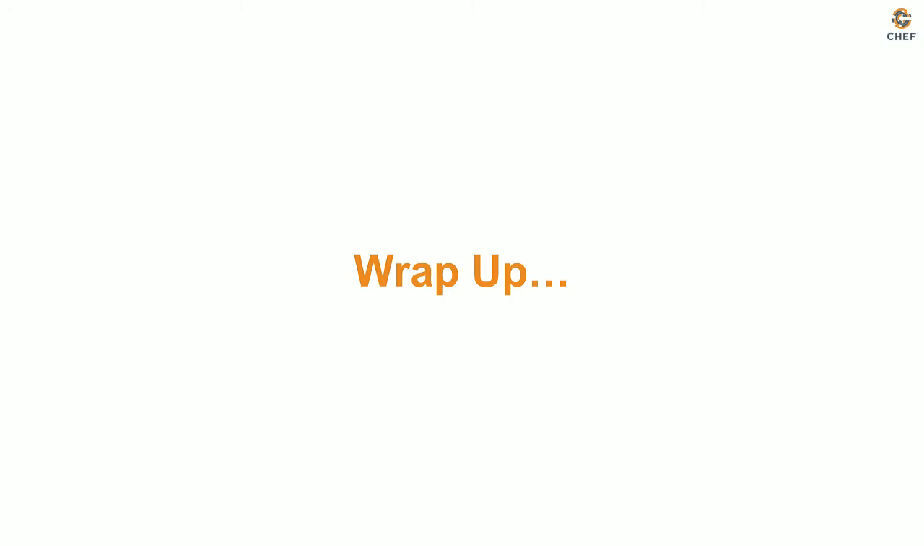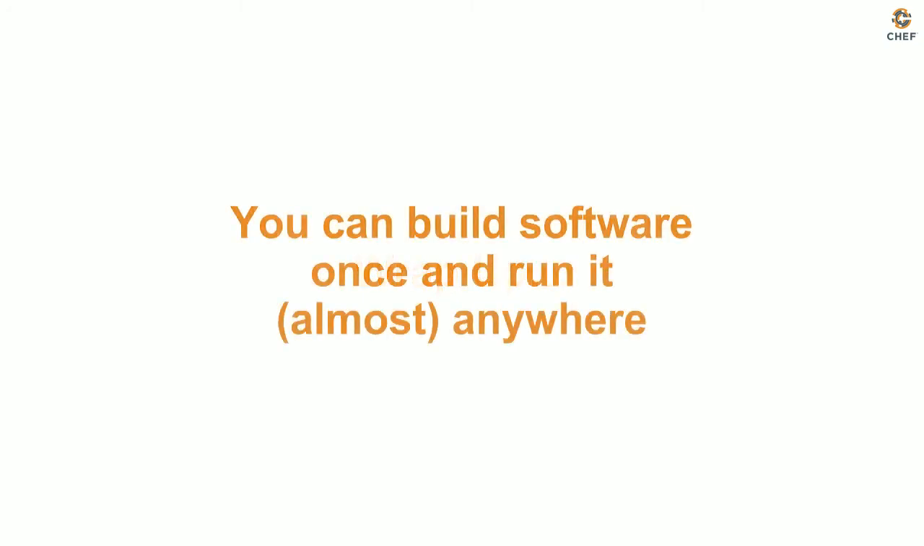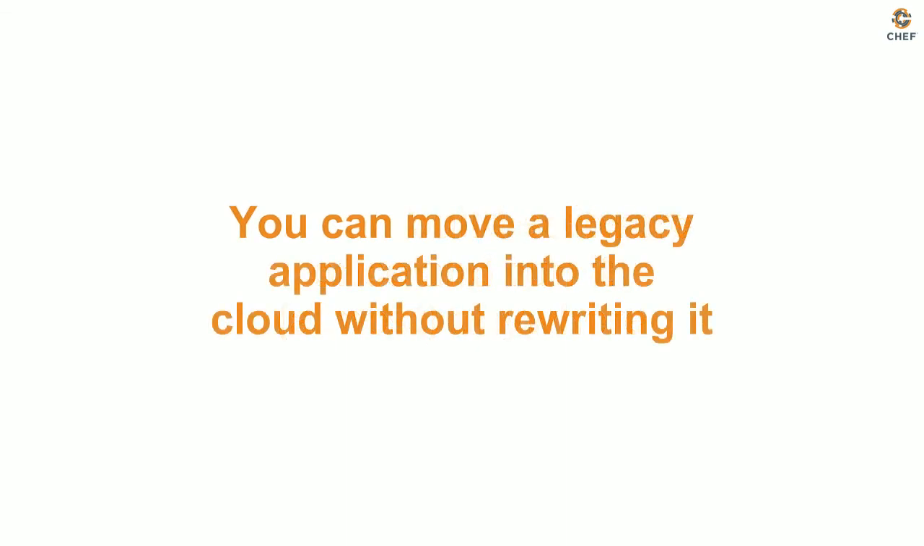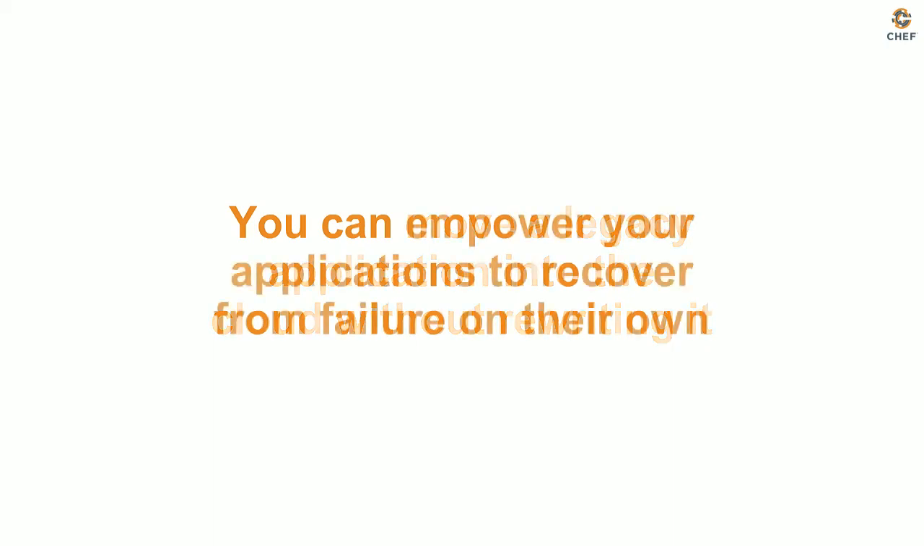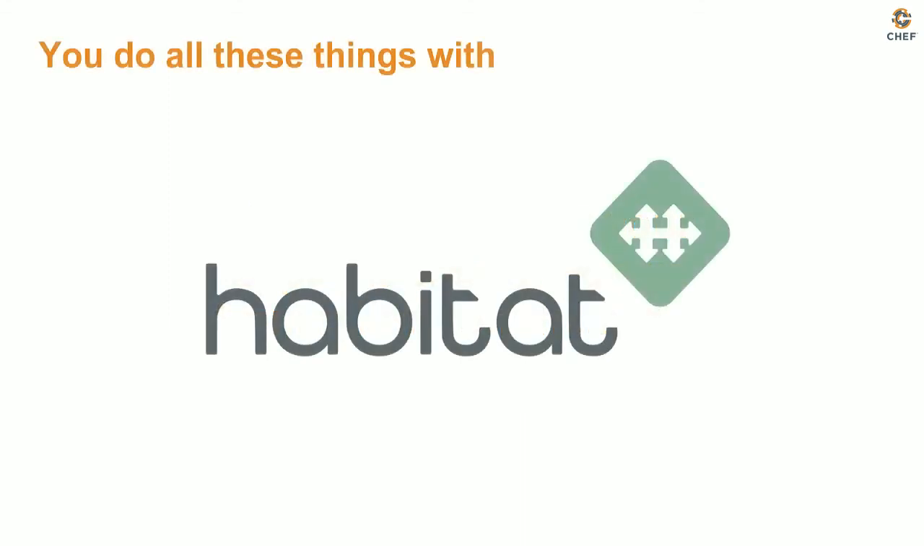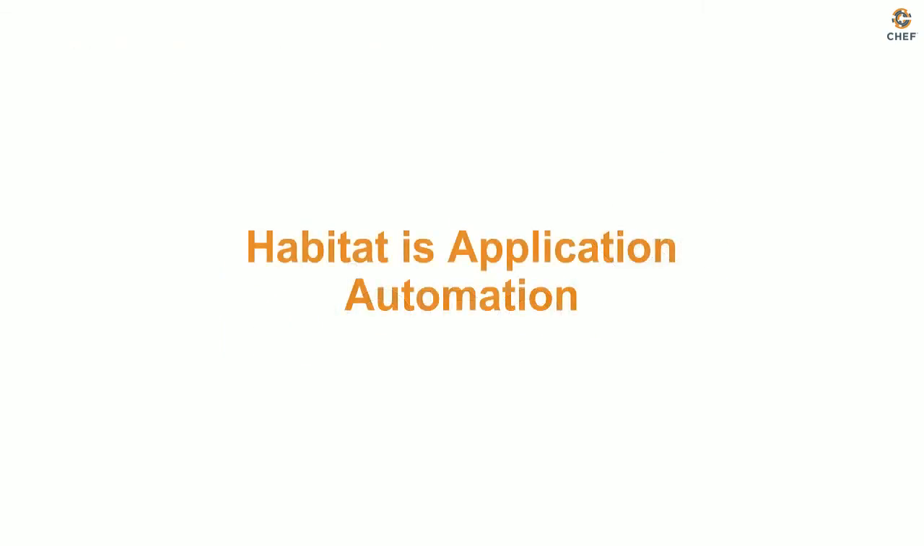Now, as we wrap up, there's a few things I'd like you to take with you. And the first is the knowledge that you can build software once and run it almost anywhere. You can build a legacy application into the cloud without having to rewrite it. And you can empower your applications to recover from failure on their own without the need for a central orchestrator. You can do all of these things today with Habitat. The key thing to remember about Habitat is that Habitat is not infrastructure automation, it's not container automation, it's application automation. The application itself is the unit that we're automating.